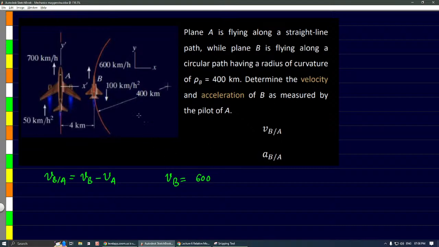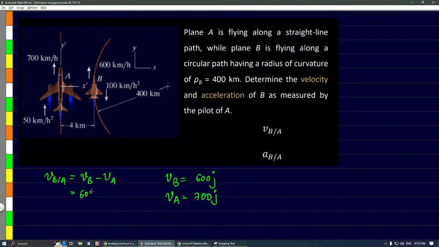I think we are asked to find the instantaneous velocity only. So at this instant only we have to consider it. At that instant, velocity of B is 600 in the direction of y, so it is j. Then velocity of A, again it's moving 700 kilometer per hour, again parallel to y, so it is j. So substitute them both here.